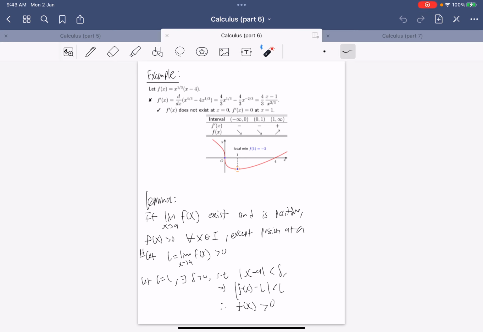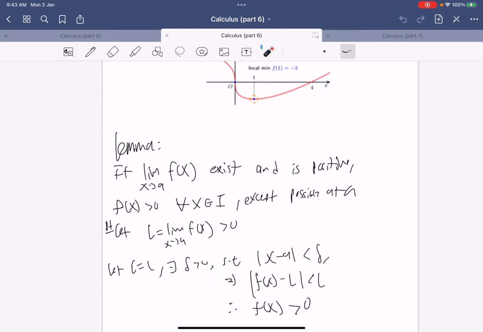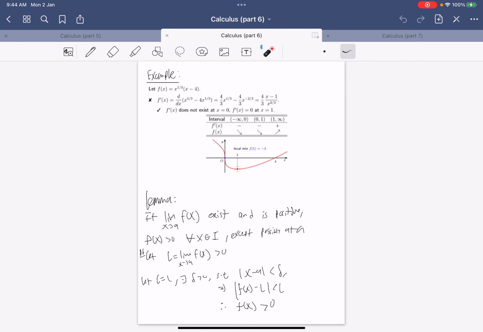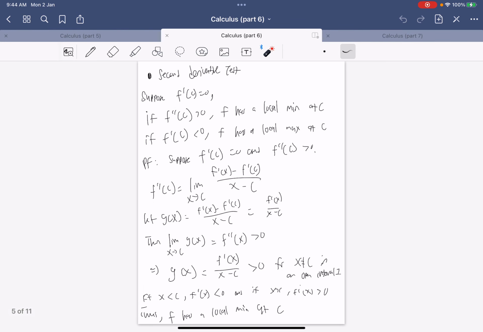We shall use a lemma before we move on to another theorem. We'll prove this lemma that says that if the limit exists and is positive, then there exists an interval such that f(x) is also positive. And this really just stems from the definition of limits. Because if the limit is positive, that means you can find a delta when epsilon equals L such that f(x) is positive. That's all it says. So this lemma is very easy to prove, but it helps us in proving the second derivative test.